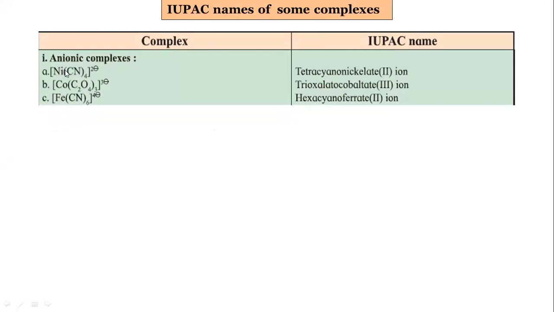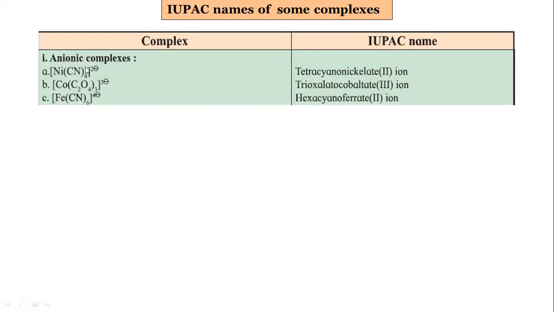So the name of the complex will be tetracyanonickelate. And after the name of this metal, we have to write its oxidation state in square bracket. So this should be in a single word. There should be no spacing between the name of the ligand, the name of the metal, and the oxidation state. Completely it will be a single word. In the square bracket we have to write the oxidation state of this nickel.